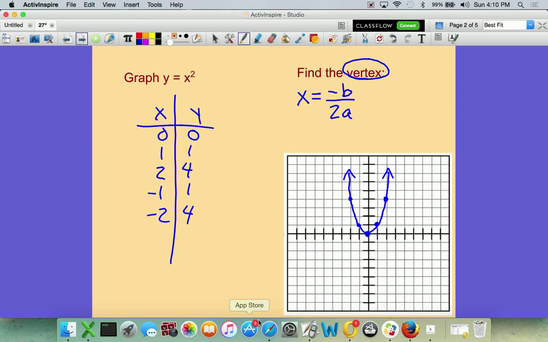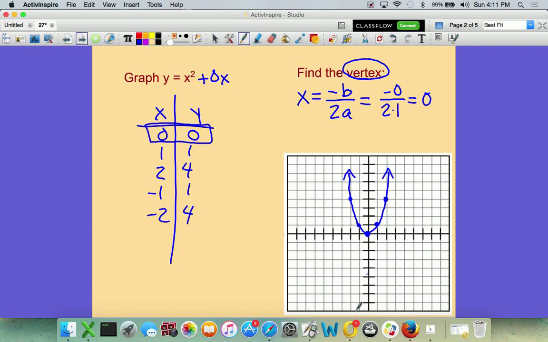Negative b over 2a. Well, if we look at our equation here, our b was our value with our x. Well, we didn't have an x, so our b value has to be 0 here. So negative 0 over 2 times 1, well, 0 divided by 2 is 0. So this point ends up being our vertex. Well, that was our x, so then we gotta plug that in to our equation to solve for y.